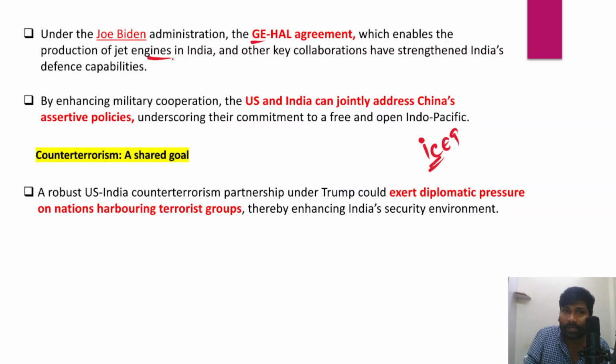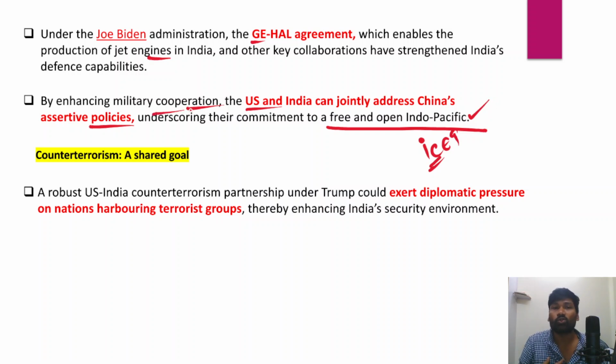And apart from that, when we talk about military cooperation between these two countries, by enhancing military cooperation, the US and India can jointly address China's assertive policies in the larger Indo-Pacific region. In fact, these two countries have a commitment to ensure a free, open and inclusive Indo-Pacific region, and that goal can be achieved by further enhancing military cooperation.